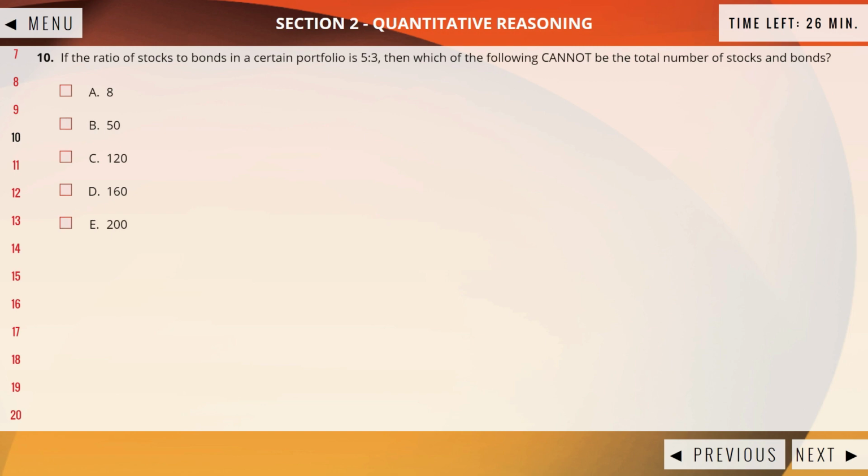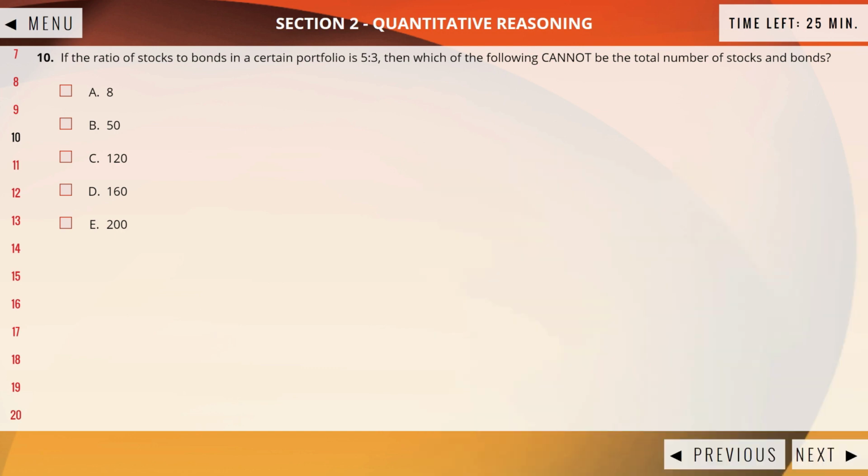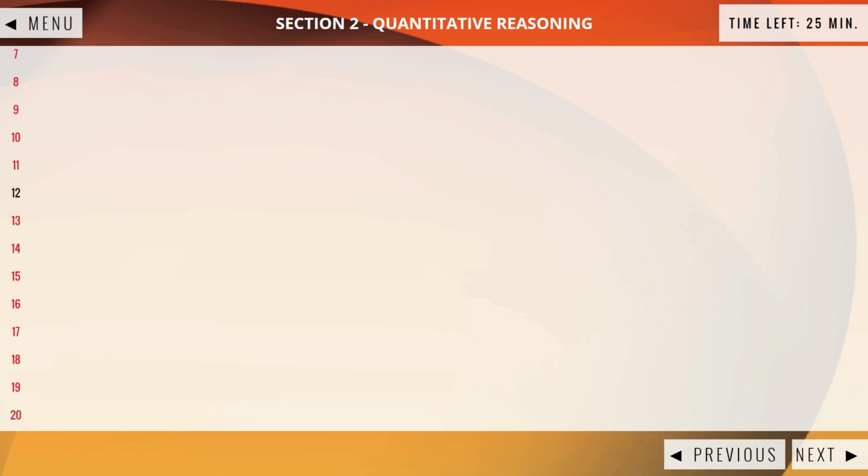If the ratio of stocks to bonds in a certain portfolio is 5:3, which of the following cannot be the total number of stocks and bonds? If the ratio is 5:3, that means the total is 8, right? 5 plus 3 is 8. So the actual total, we don't know it's 8, but it has to be a multiple of 8, which means that A is possible, C is possible, D is possible, E is possible, but not B, because B is not a multiple of 8. That's fine.